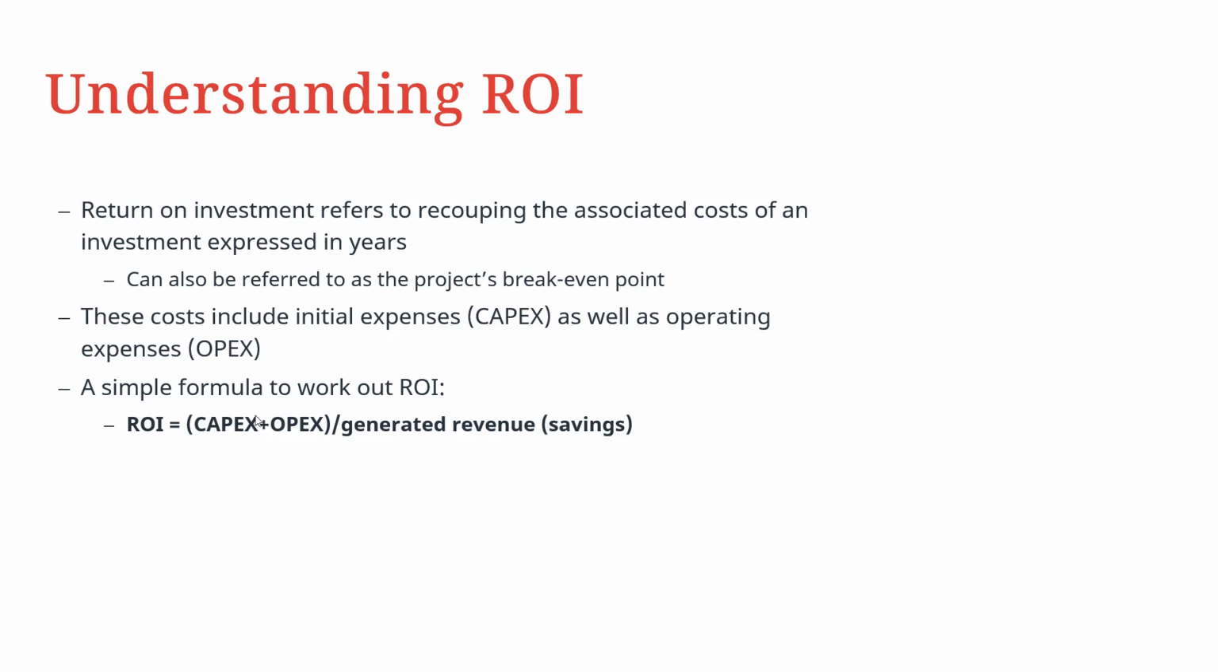In terms of a simple formula to work out what the ROI or the return on investment of the system is, this would be expressed as the sum of the CAPEX, which are the capital expenditure, as well as the operating expenses. So you add those two together, and this would give you what is the generated revenue of this particular project. So if you look at the generated revenues over a period of time, or the savings that you have realized, divided by the CAPEX plus the OPEX, that gives you the return on investment.